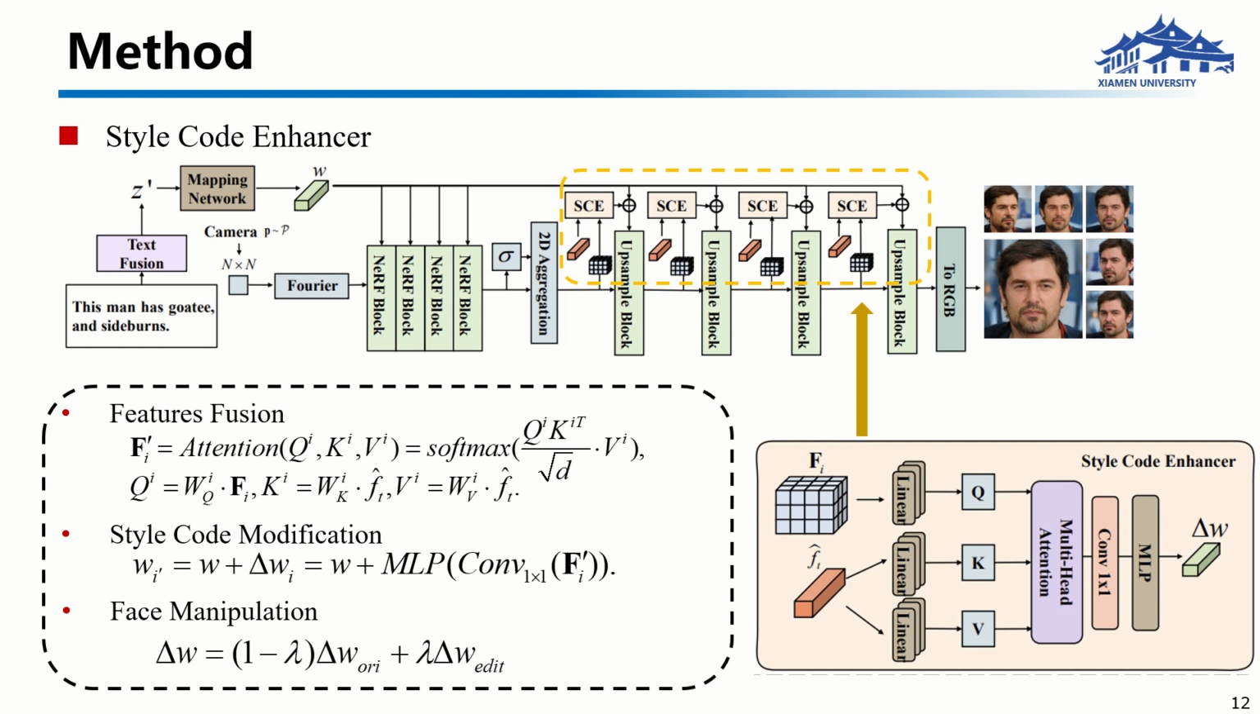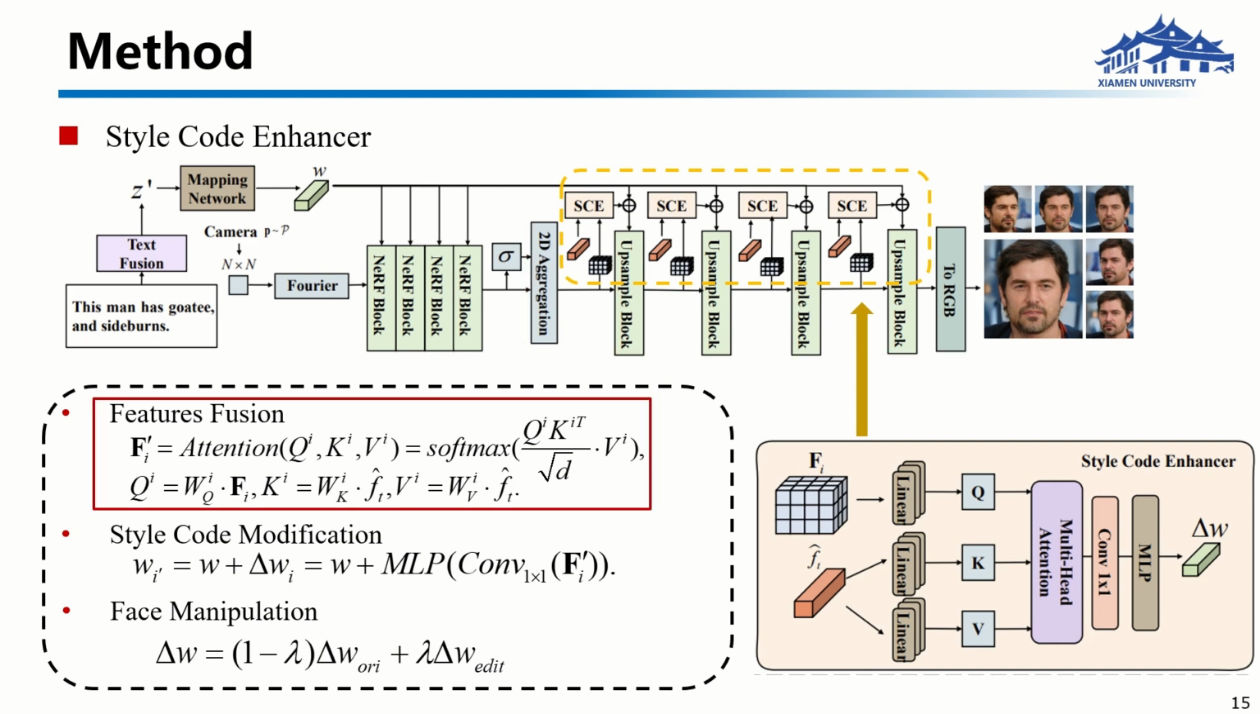Previous studies have shown the varying levels of detail captured by different layers in a 2D image generator. Based on this, we divide the 3D face generation process into two parts. NeRF blocks generate coarse textual semantics like facial contour and shape, and 2D upsample blocks render intricate facial attributes. To enhance the incorporation of fine-grained text semantics and improve the impact of style codes in the rendering process, we introduce a style code enhancer.